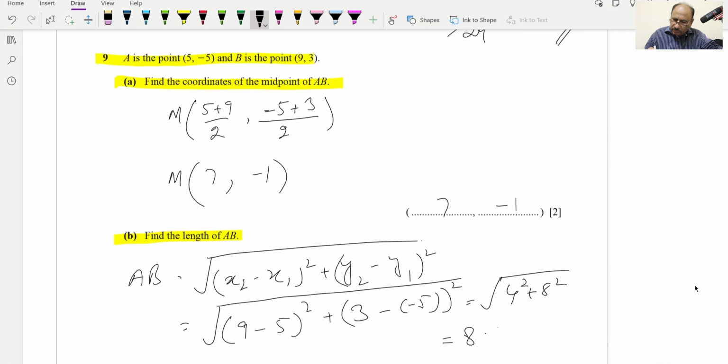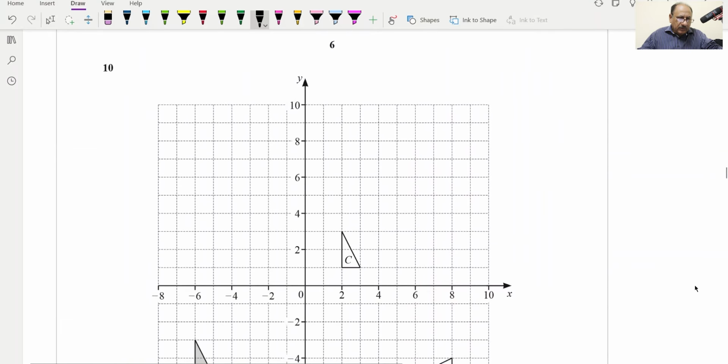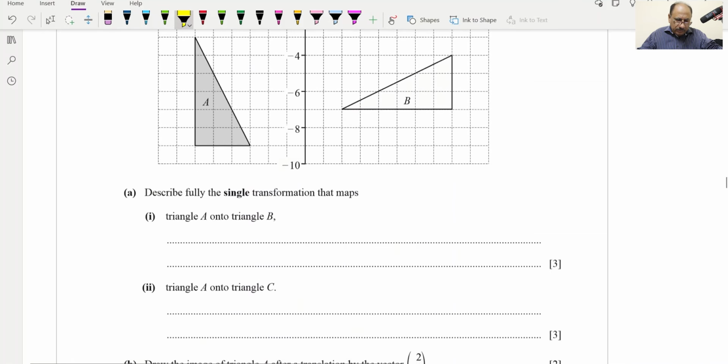So this is equal to 8.94. This will be the final answer, 8.94. 3 marks question. This is done. Now question number 10. Question number 10, the diagram is provided, and the diagram is basically over here.